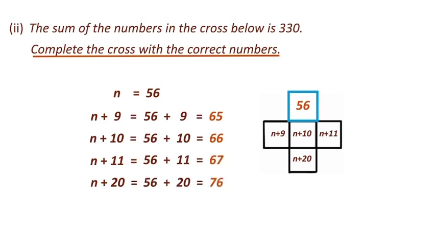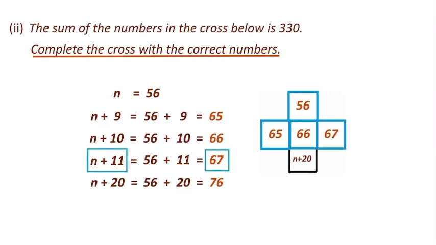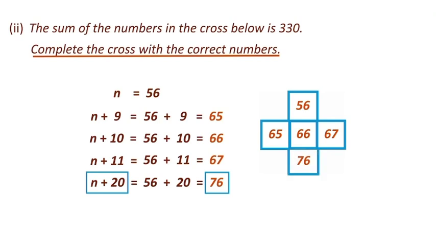Let's fill the cross now with numbers. N plus 9 equal to 65. N plus 10 equal to 66. N plus 11 equal to 67. N plus 20 equal to 76. And the question is solved.